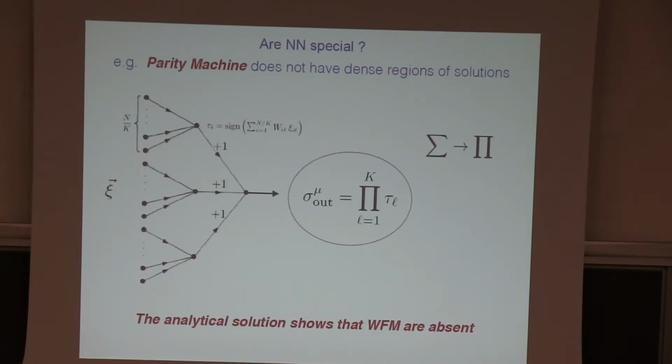Okay, first of all, this is kind of an exercise, but it's interesting. Are neural networks special? Well, in a sense, yes, because I can give you, for instance, an example for which these wide flat minima do not exist. If you take a parity machine in which in the output node you take the product instead of a sum and a threshold, so you take this parity function, then for this problem, you can show that these rare events do not exist. You don't have these wide, dense regions. And in fact, if you try to use this device to perform any form of learning, you fail badly.